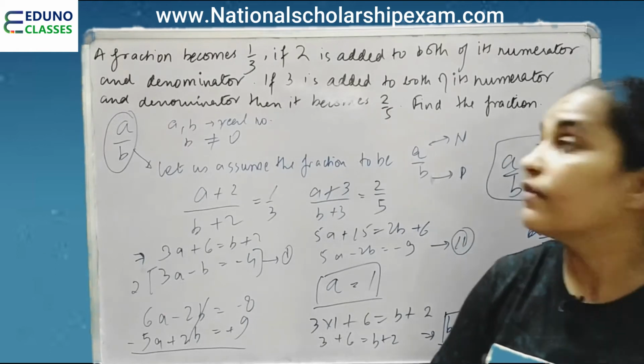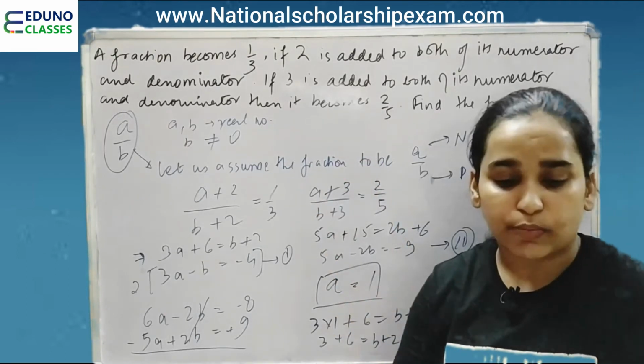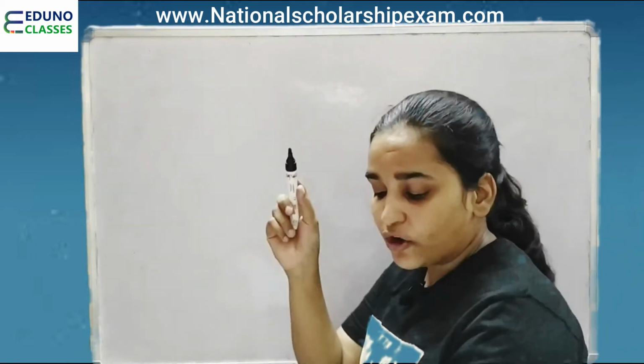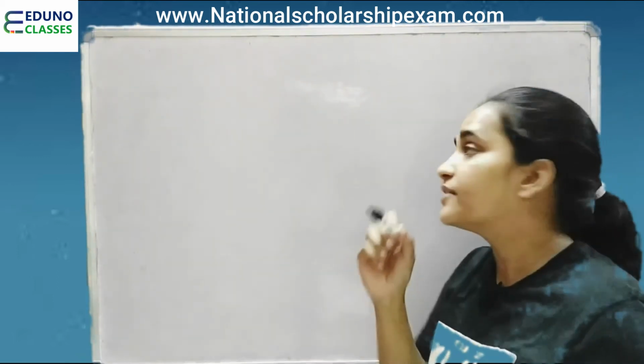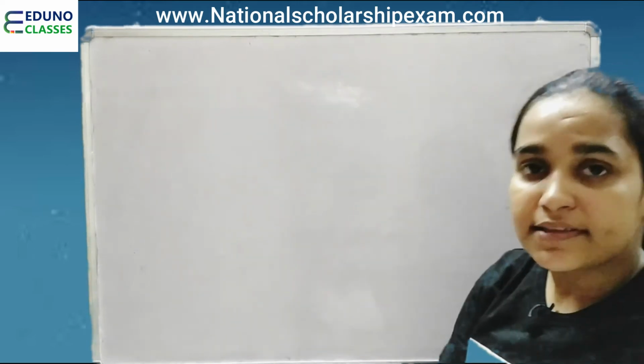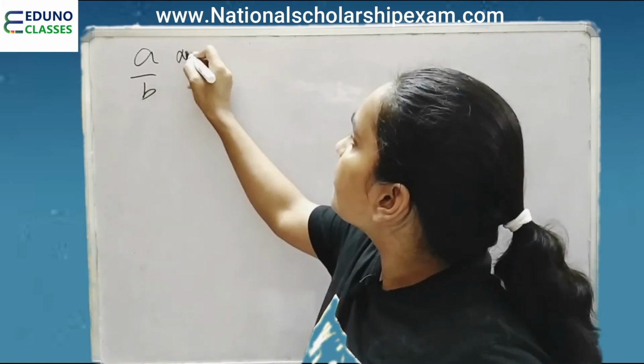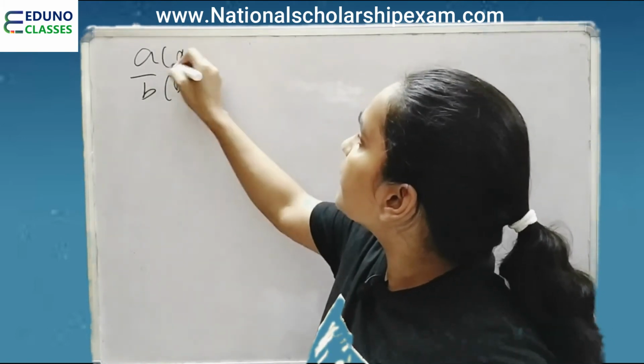This is how we solve such kinds of questions. We will also take another question to make it even clearer for us. The sum of the numerator and denominator of a fraction is 3 less than twice the denominator. It is talking about a fraction, so let us assume the fraction to be a by b, where a is the numerator and b is the denominator.